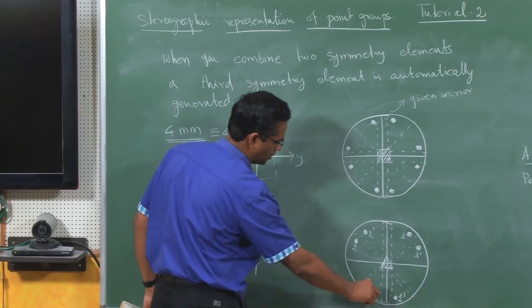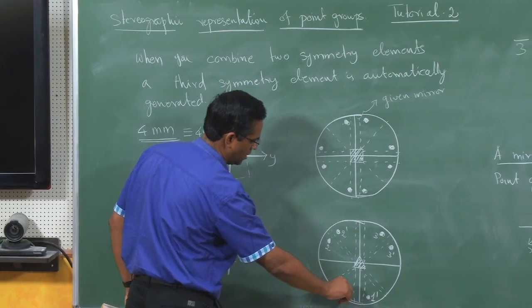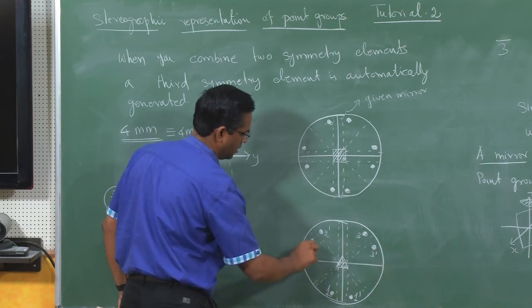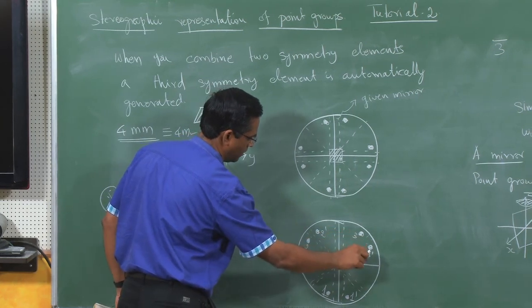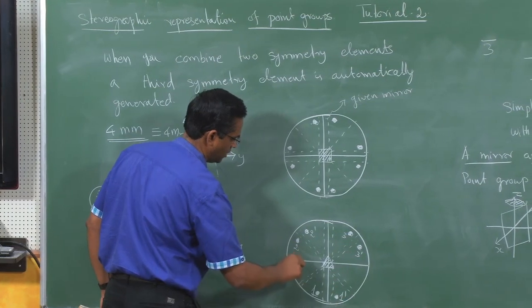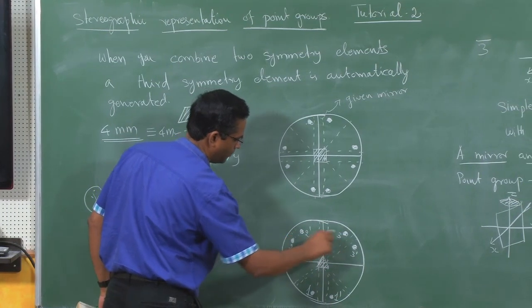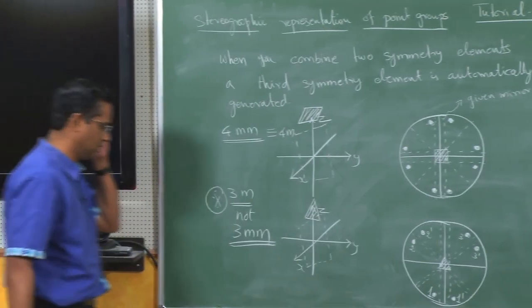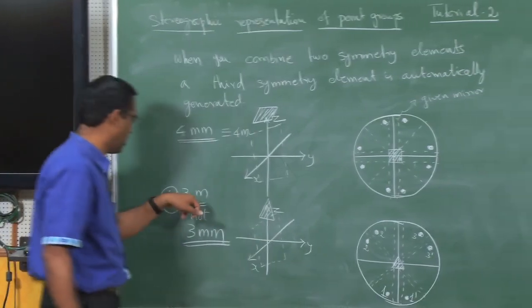This is the first point, rotation and there is a mirror, so reflection, rotation, mirror, reflection, rotation, mirror, reflection. So, this keeps on generating these 6 equivalent points for 3m.